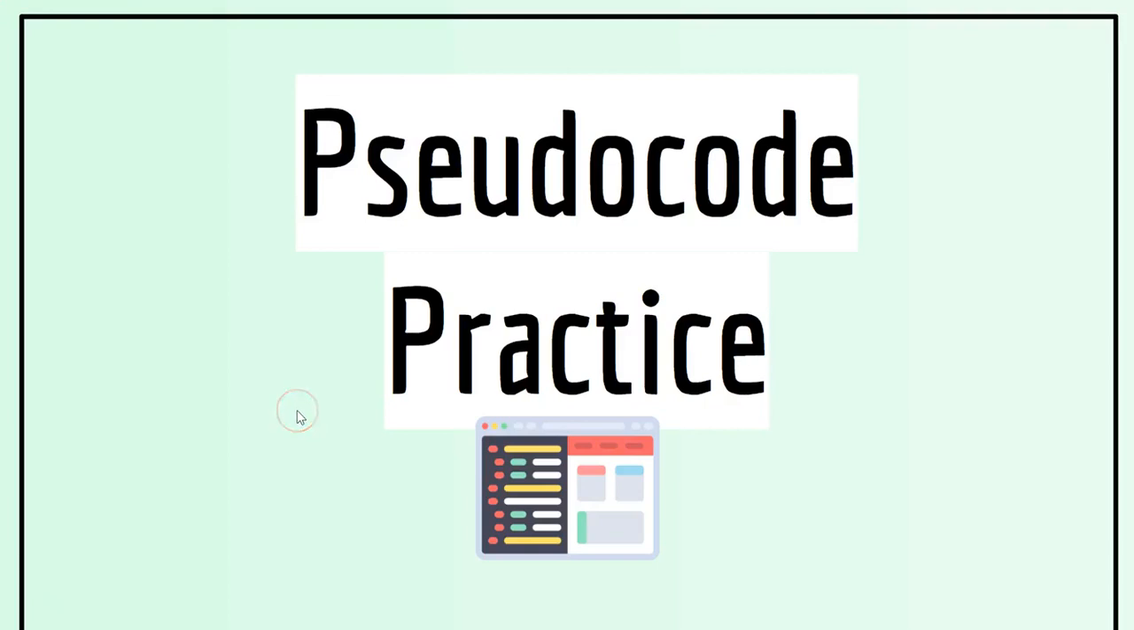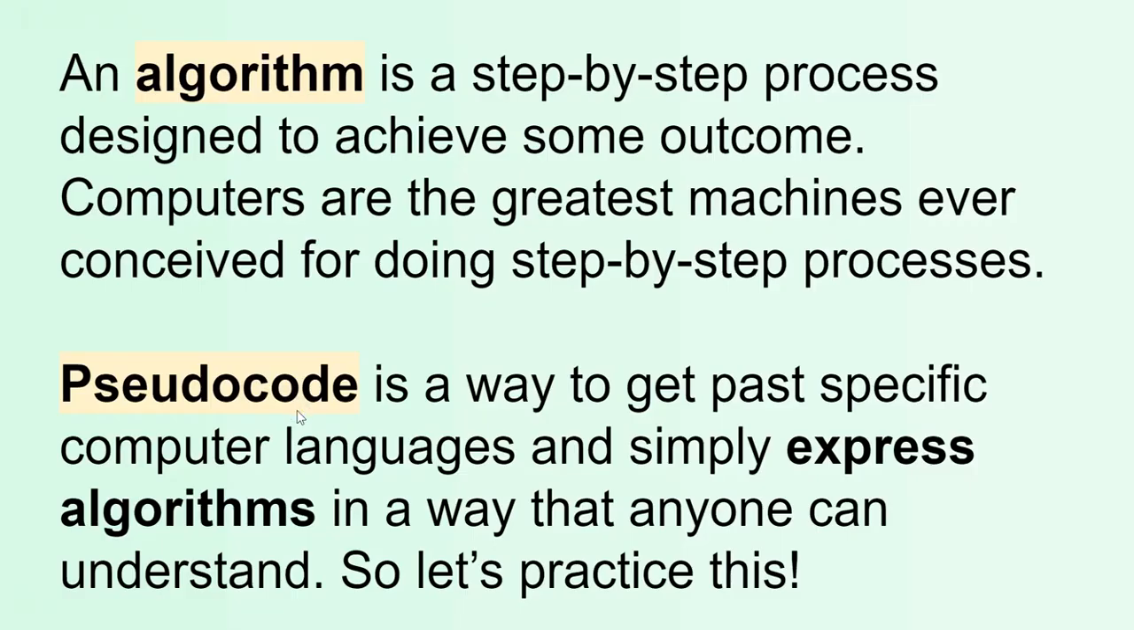All right, today we're going to go over some pseudocode. So first of all, an algorithm is something that is a step-by-step process to achieve a certain goal, right? And computers are the masters at using algorithms.